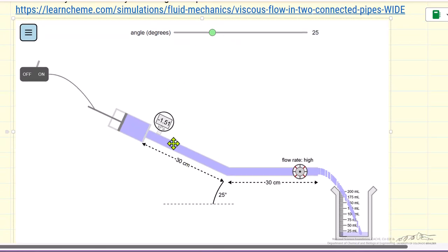The slider here can change the angle. This is a switch that turns on the syringe pump. And then the flow rate is measured by collecting liquid and using a stopwatch, a timer, to determine the volumetric flow rate through the two connected pipes. We can change what type of flow rate, with this button here.